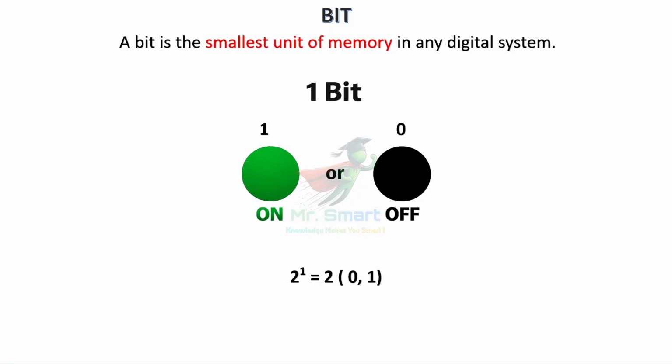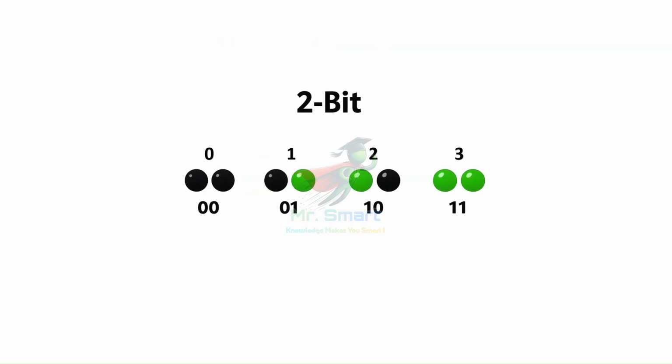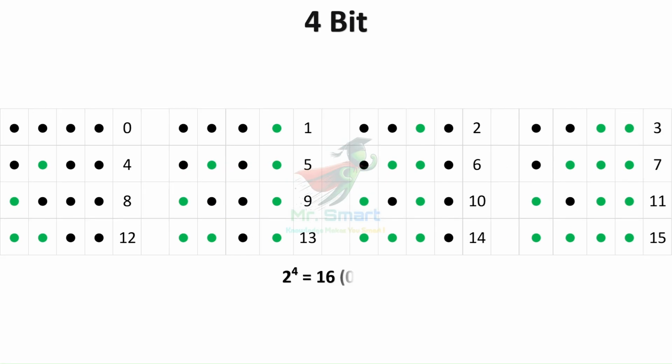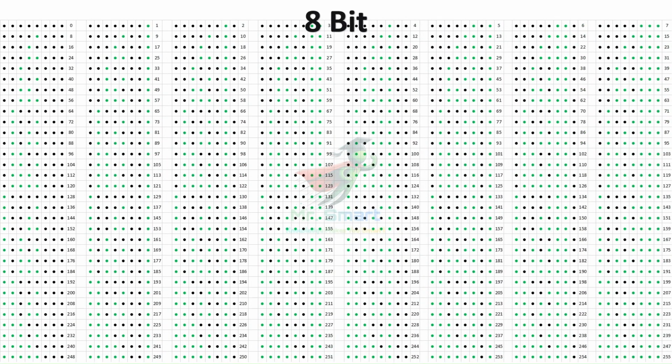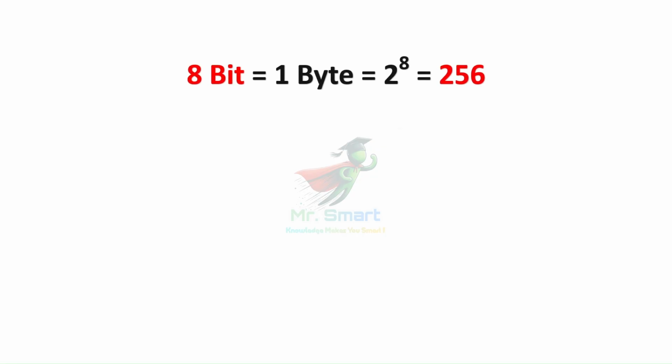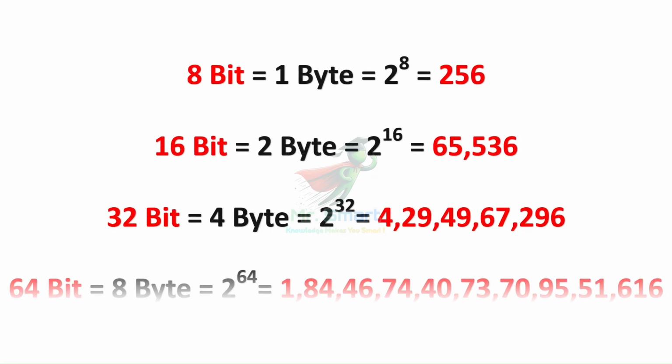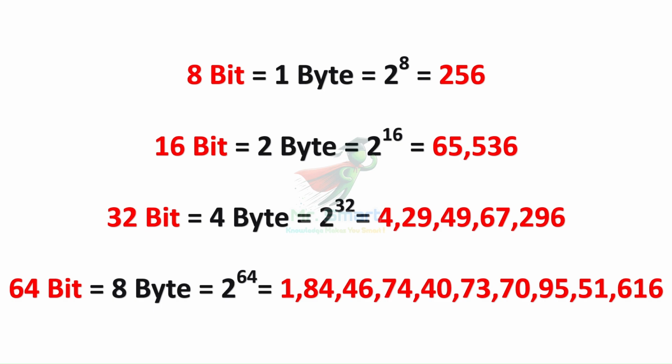Now when we combine multiple bits together, we can store more information. For example, if we combine two bits, we can represent four values: 00, 01, 10, and 11. Similarly, 4 bits can represent 16 possible values. And when we combine 8 bits, we create something called a byte. An 8-bit value can represent 256 different numbers. That is why many PLC data types are based on 8-bit, 16-bit, 32-bit, or 64-bit memory sizes.